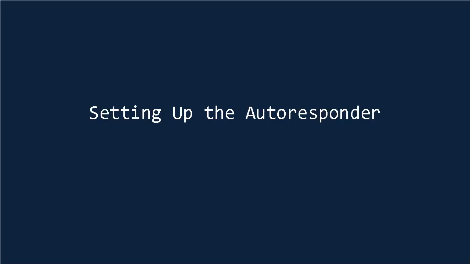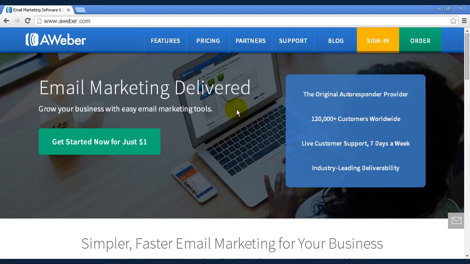Welcome to part 2. Now let's set up your autoresponder. For the purposes of this demonstration, we're going to be using Aweber, but there are other autoresponder companies available. So come here to aweber.com, and if you don't already have an account, you can get started for just $1. So if you haven't set this up already, click here on this button and then follow the on-screen instructions.